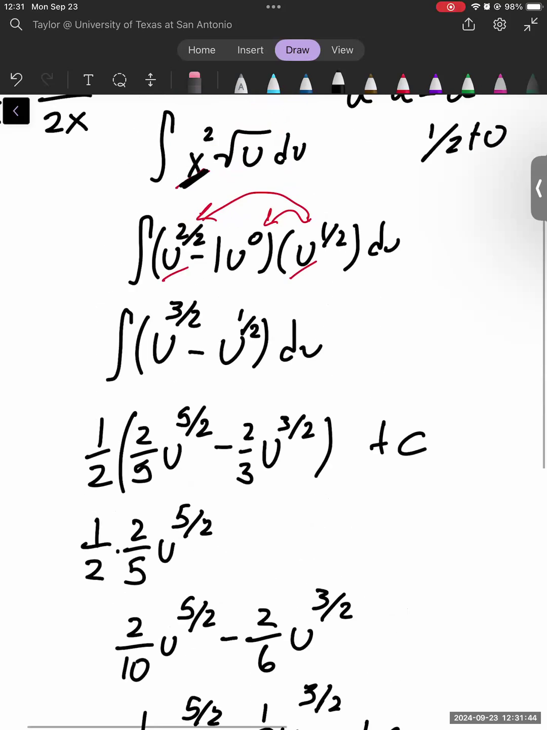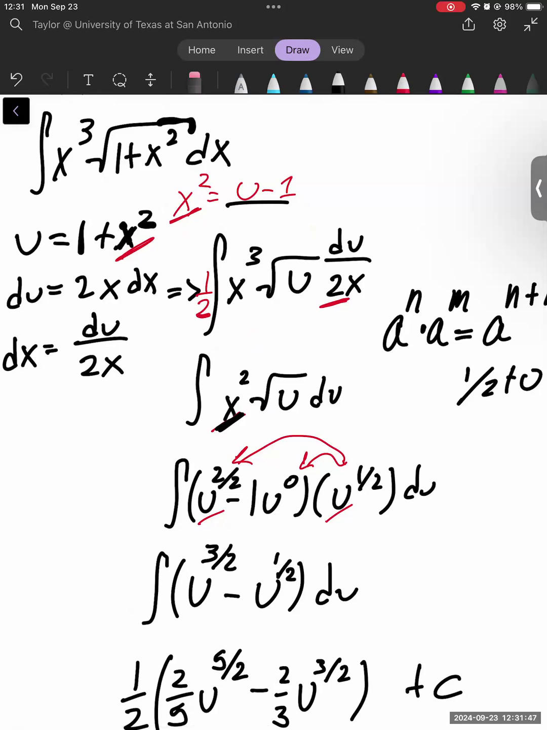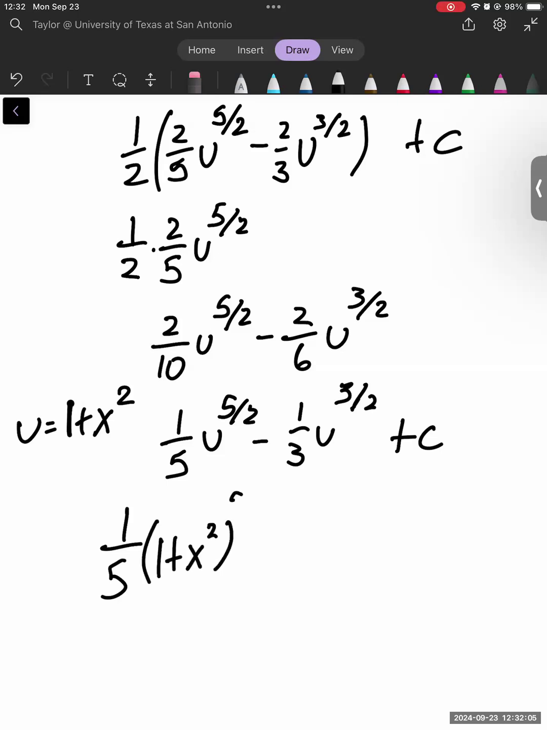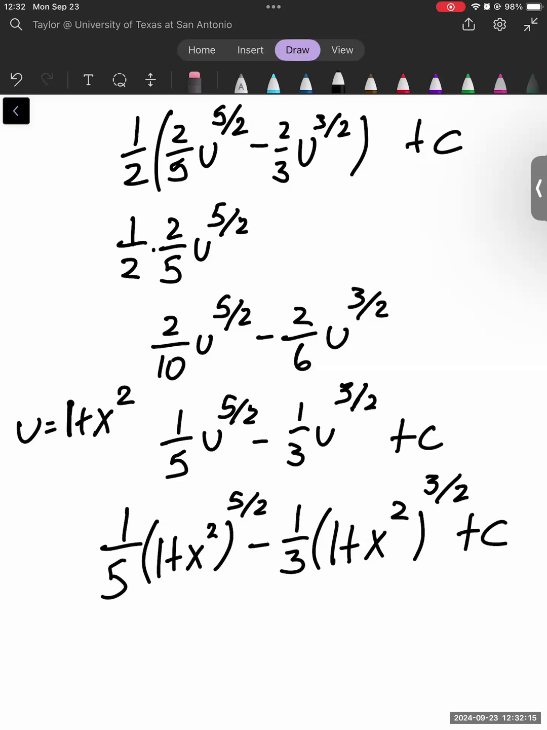And the last thing we need to do is substitute in our u, which again was this term up here, 1 plus x squared. So if u equals 1 plus x squared, this expression evaluates to 1/5 (1 plus x squared) to the 5/2 minus 1/3 (1 plus x squared) to the 3/2 plus c. Nice. We all good? We're still on the same page?